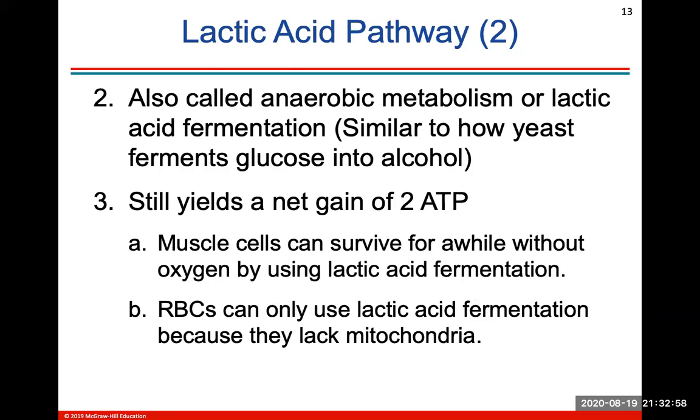It's also called the anaerobic metabolism pathway, or lactic acid formation. It still yields a net gain of ATP. Muscle cells can survive for a while without oxygen by using lactic acid fermentation.